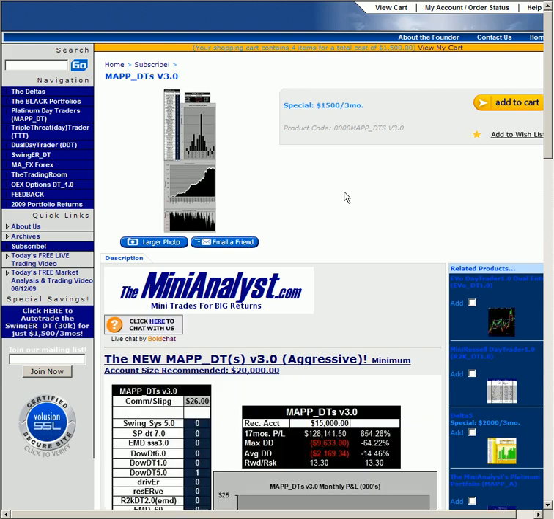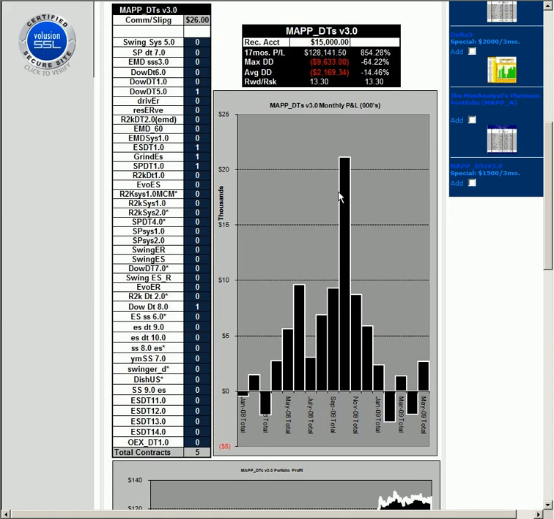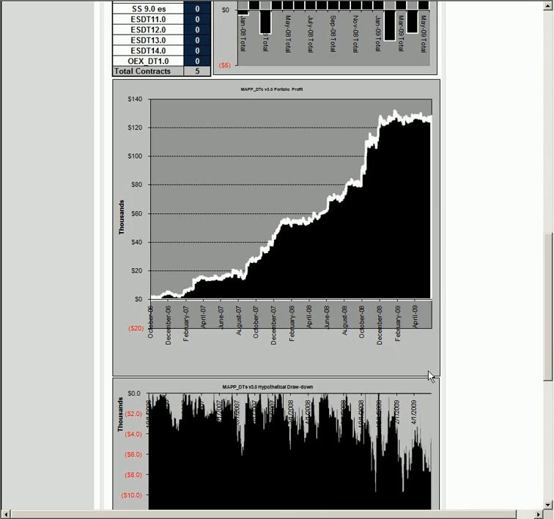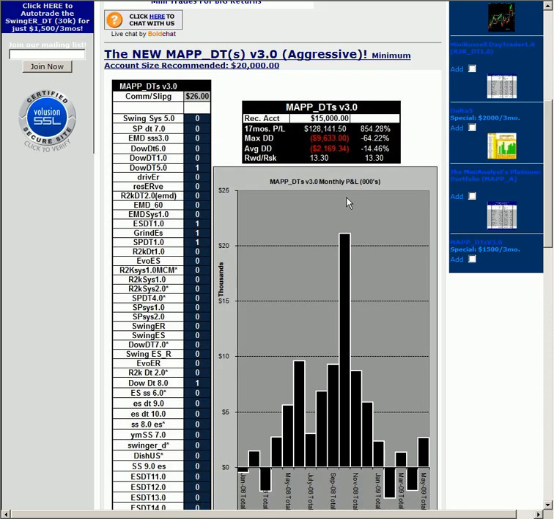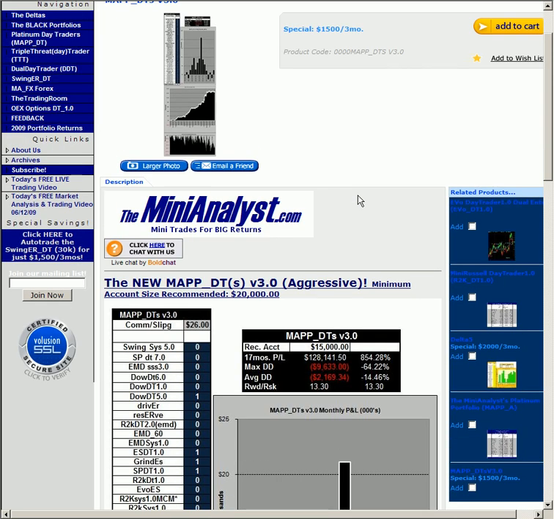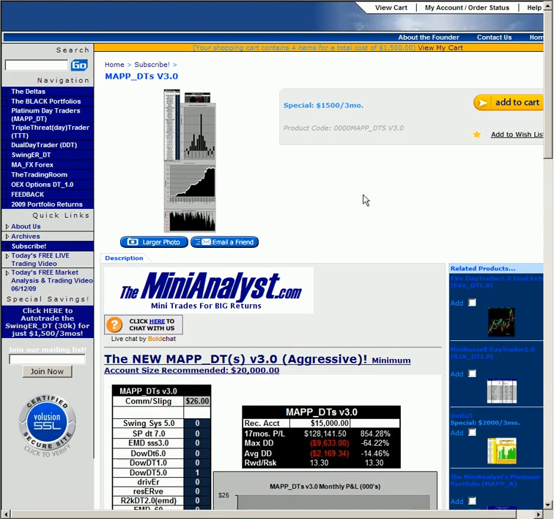There's the MAPDTS version 3.0. As you can see, that goes through May, just really outperforming. Only a 64% maximum drawdown, average risk of just 14.4% right there, as you can see, and a return of 854% over just 17 months. Very impressive portfolio.